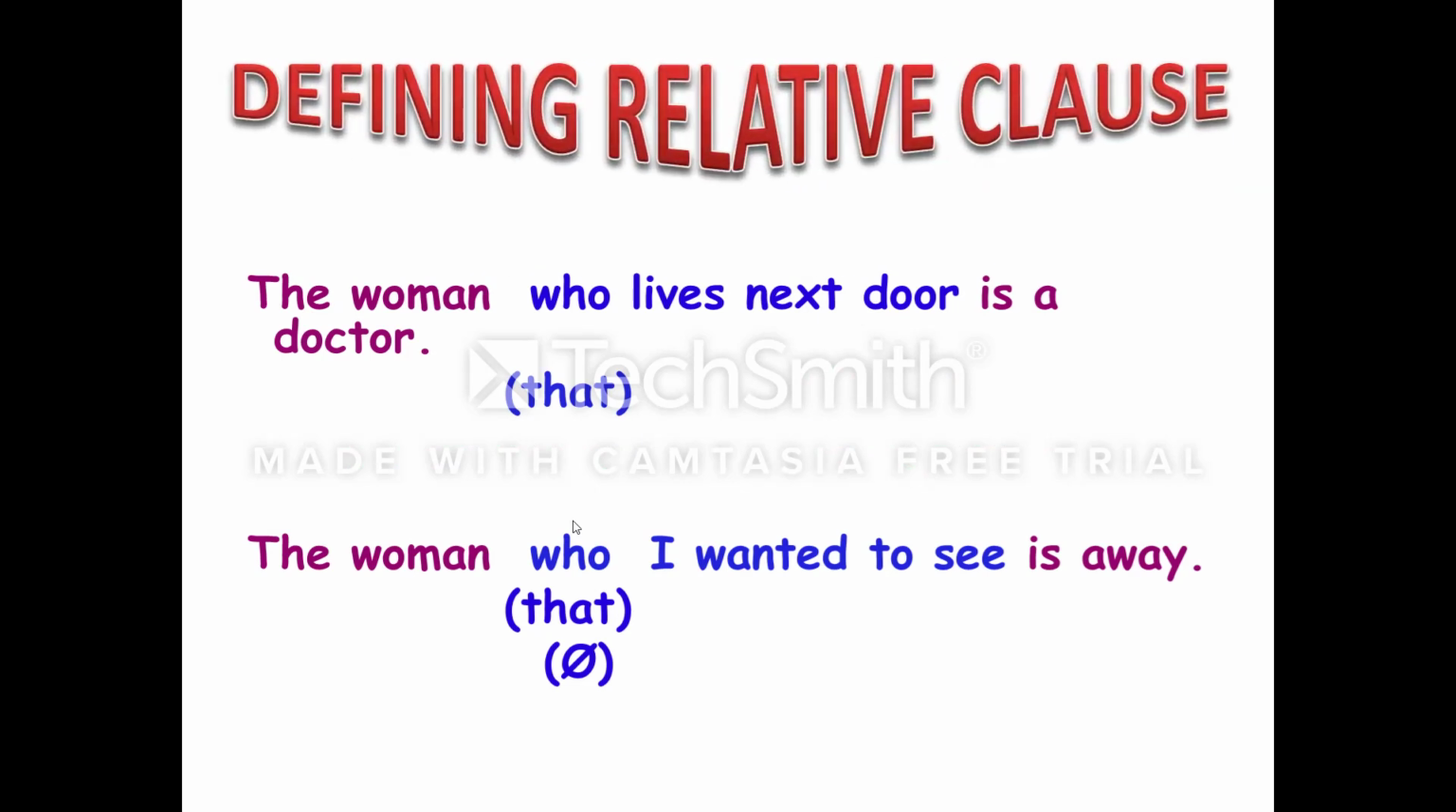Now, take a look at these two sentences. The woman who lives next door is a doctor, and the woman who I wanted to see is away. These two sentences are examples of defining relative clauses. Why? You see this blue part here, who lives next door, or that lives next door, in the first, and who I wanted to see, or that I wanted to see, in the second sentence. So this blue part here is basic, relevant or crucial information about the woman we are talking about.